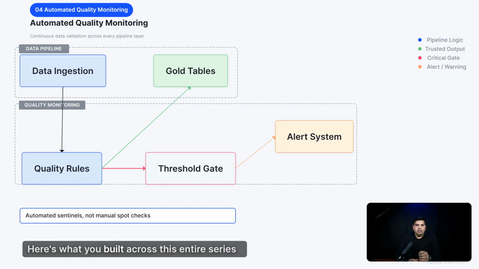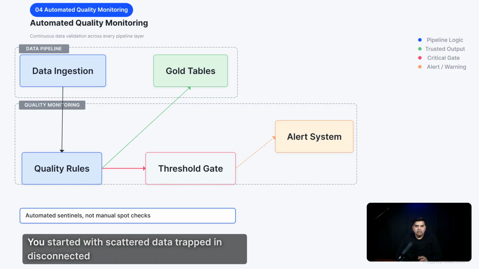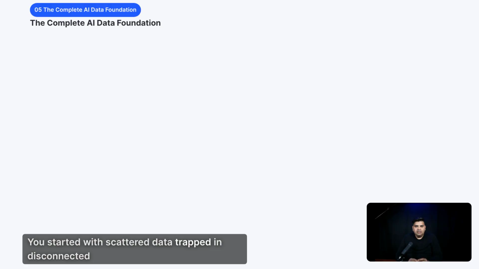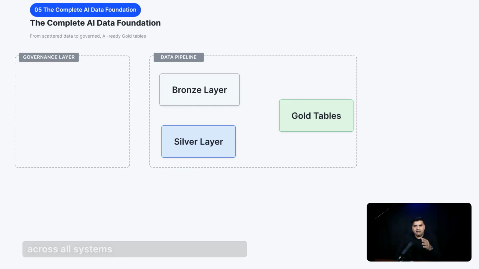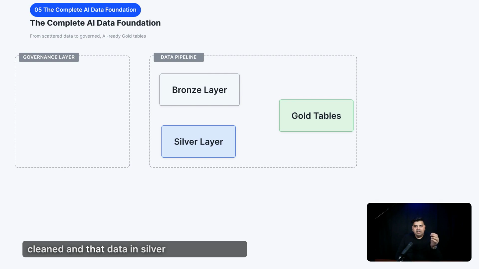Here's what you built across this entire series. You started with scattered data trapped in disconnected business tools. You created a bronze layer to capture everything raw without losing a single record. You stitched records together with golden IDs so every person and company had one identity across all systems. You cleaned and standardized that data in silver. You shaped it into purpose-built gold tables that your AI agent can actually reason with.